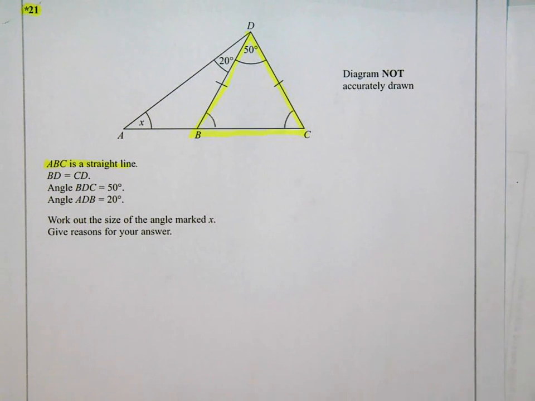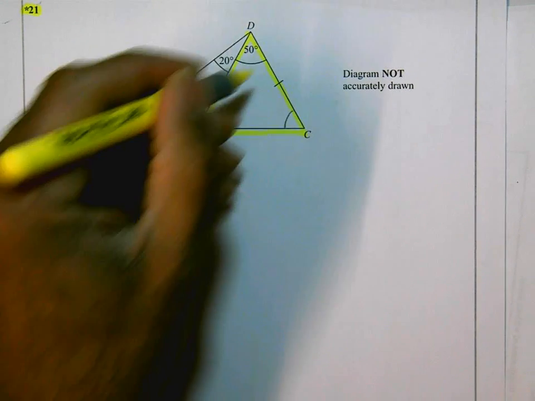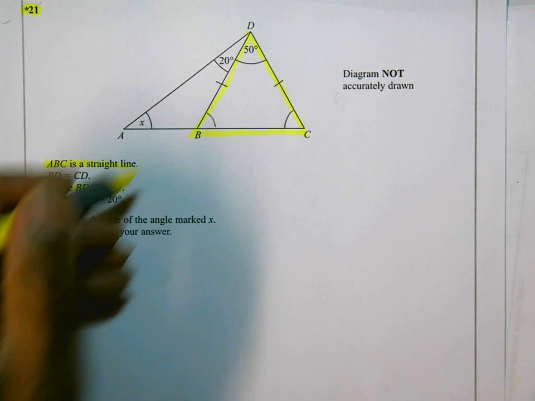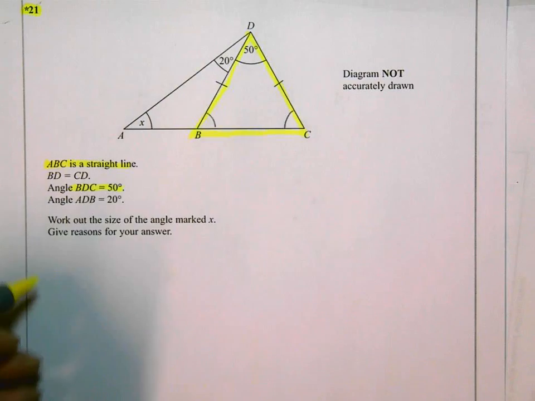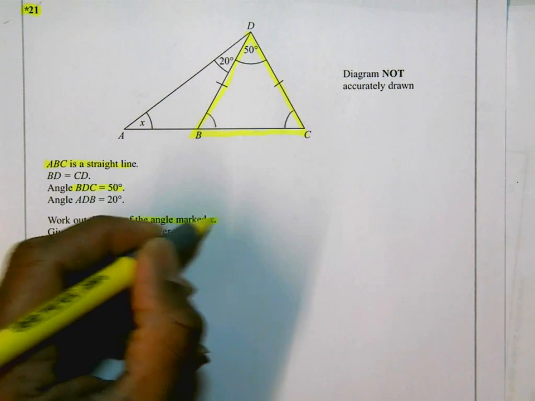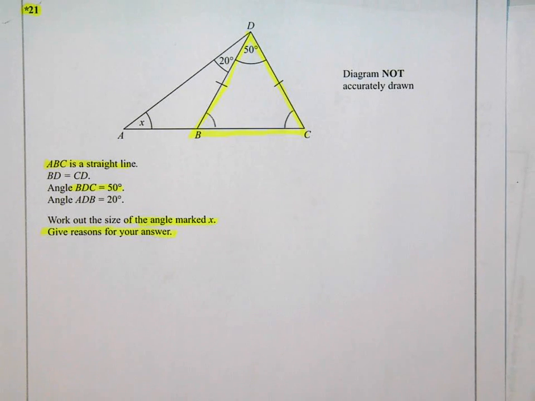Then they said the angle BCD is 50 degrees, so that's 50 degrees up there. ADE is 20 degrees, so that's 20 degrees. Work out the size of the angle marked X. Give reasons for your answer. So that's where the quality of written communication marks are going to come from, for the reasons for the answer.